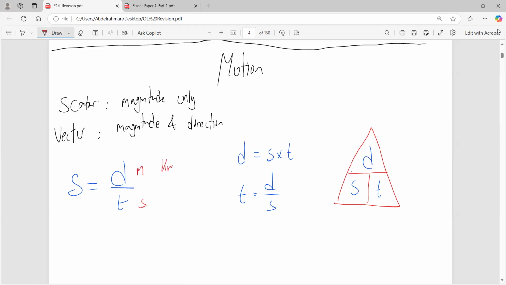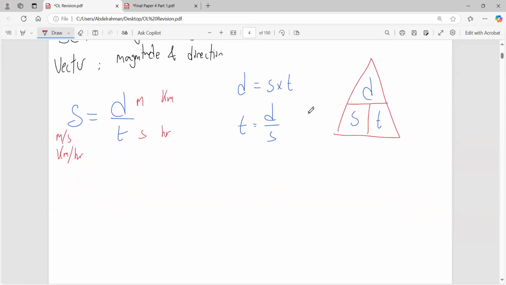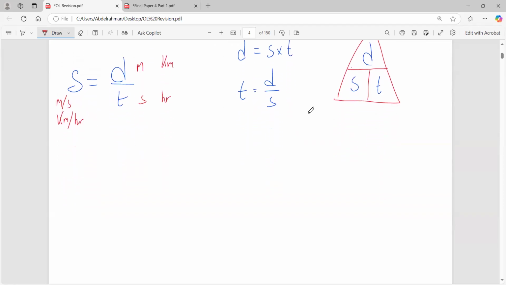The distance could be in kilometers, the time could be in hours. Right? Speed could be meters per second, or kilometers per hour. In some rare cases the speed could be centimeters per second. So you have several units. But the two main units that we use for the speed or the velocity are meters per second or kilometers per hour, mainly meters per second. So speed equals distance over time. It's the rate of change of distance.